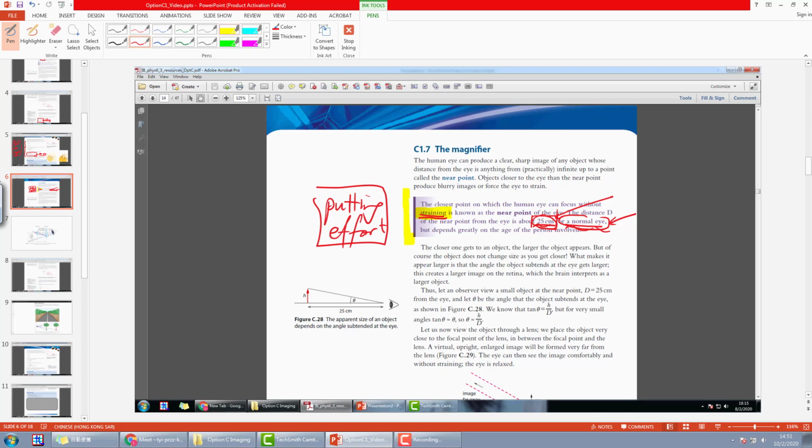I'm not going to read the whole thing for you, but one thing you should pay attention to is that we use this small angle approximation here: tangent theta is nearly equal to theta. That's because of the situation here. We have D, which is 25 cm, the distance from the image to your eye. And if this is the angle, then we can have such a relationship, and that would be useful for the equation later on.